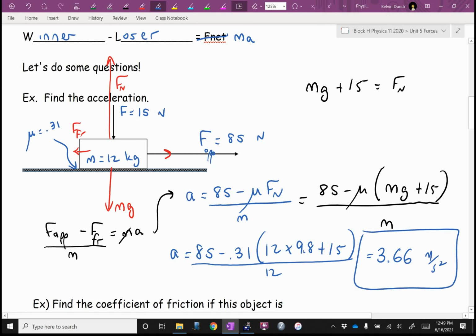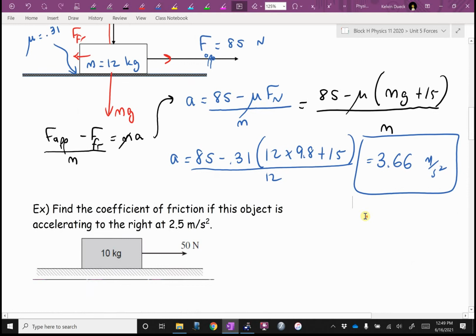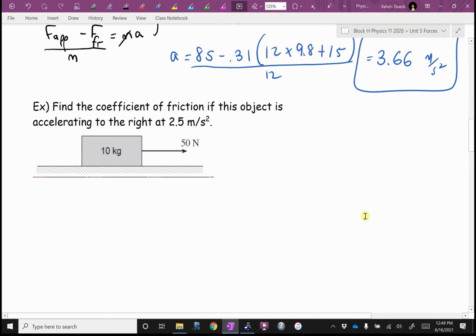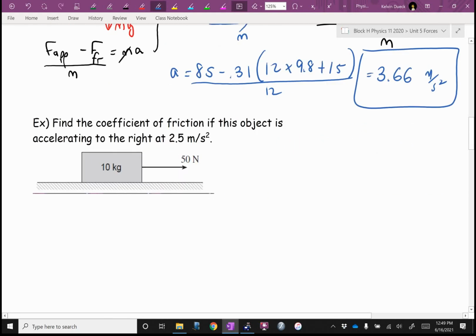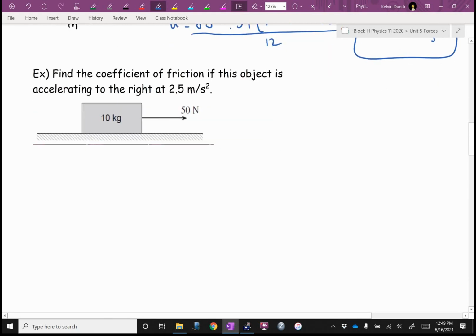So there's going to be one block sliding across friction, applied force, and a weird normal force question. Find the coefficient of friction if this object is accelerating to the right at 2.5 meters per second squared. So here's what I said. If you can get to this line here, as far as I'm concerned, you can get anything you need by itself. So how would we do this one? What might this be a good job for? Yep. Although they gave me a picture, let's label the picture. What are the forces acting on it? Yep. What else?